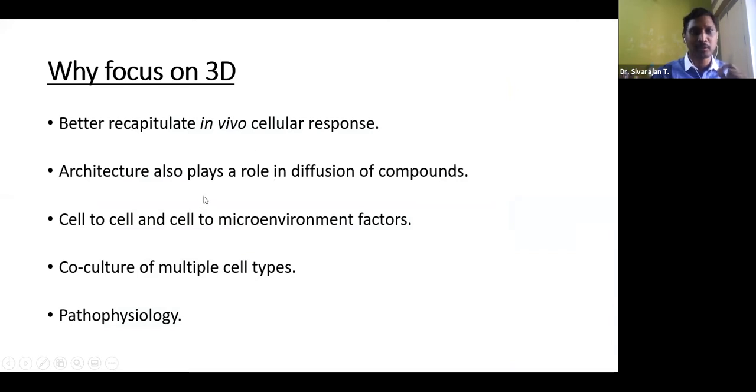So, why focus on 3D? 3D better recapitulates in vivo cellular responses. Architecture of the 3D plays a very important role in diffusion of compounds. There will be cell-to-cell and cell-to-microenvironment factors. Again, in 3D, you can do co-culturing, and this co-culturing will also have a fourth dimension of time. At which time the cells are coming in, what types of cells are coming in, will there be a migration, how angiogenesis happens. And also, when you're studying disease models, the pathophysiology is more similar to the in vivo system.